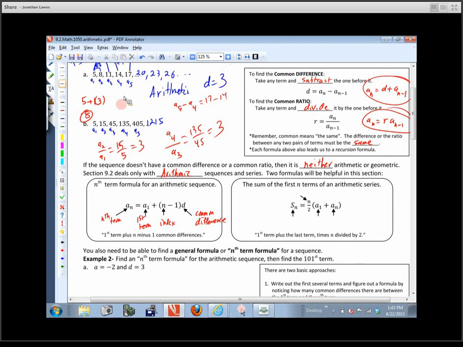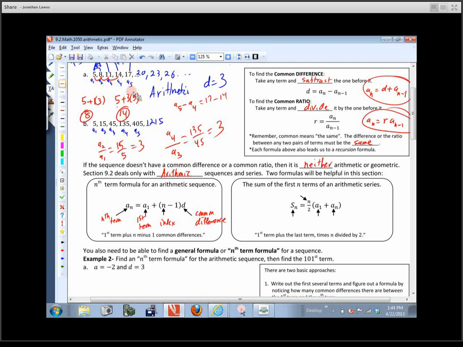Well, what if I wanted to go to the fourth term? I've got to have 1, 2, 3 common differences. So if I'm on the fourth one, I need one less common difference. So this is going to be 3 times 3. So that's going to be 5 plus 9. There's our 14 for the fourth term. Notice again, first term plus whatever term you're on, subtract one common difference.